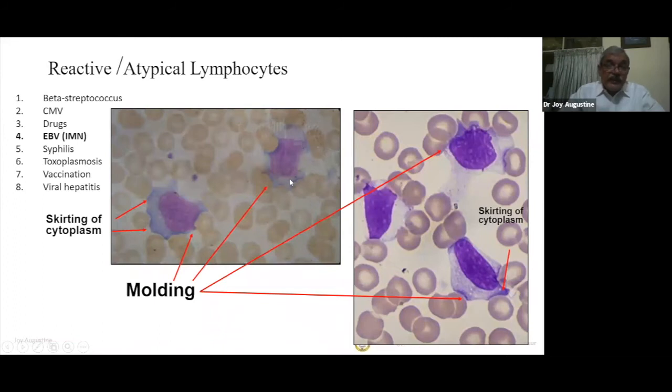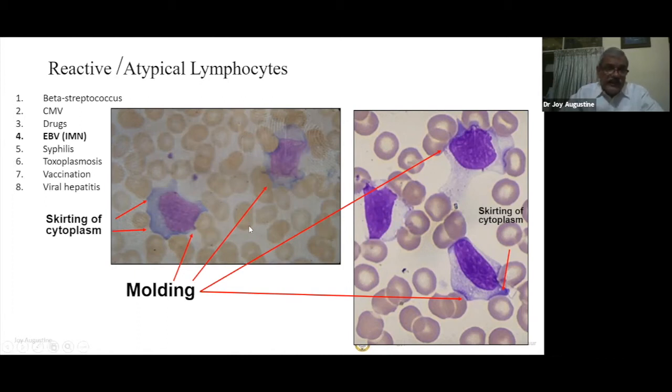Now, reactive atypical lymphocytes. These are cells which are very, very ubiquitous, and very often when you find cells which you can't actually put a name or label on, they are called atypical lymphocytes. Of course, sometimes they are atypical lymphocytes, sometimes they may not be. And these are some of the things that you can see: molding and skirting of the cytoplasm. Skirting means that the intensity of staining is increased in the periphery. The same thing here. So this is molding. But this can also be seen in abnormal cells. Even blast cells or lymphoma cells can show the same thing.